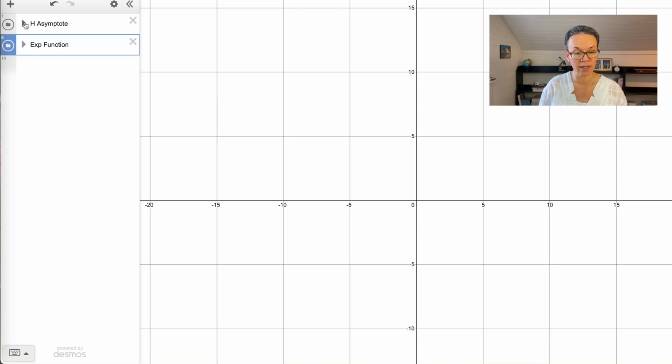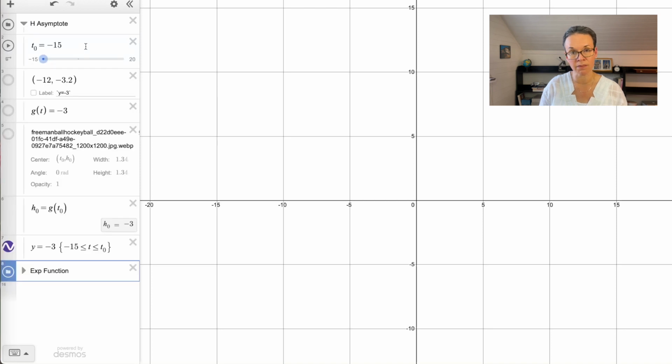But I'm going to start here with the horizontal asymptote. If you remember, the horizontal asymptote was the line y equals -3 because the horizontal asymptote is always equal to the d value in the transformation. So in this case, we're going to see it right here. You can see it, the horizontal line, that's the asymptote. And then we should always label the asymptote as the line y equals -3.